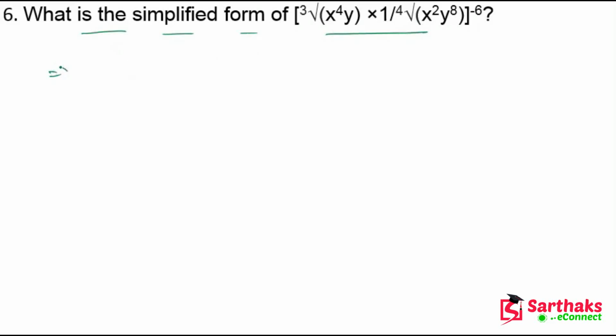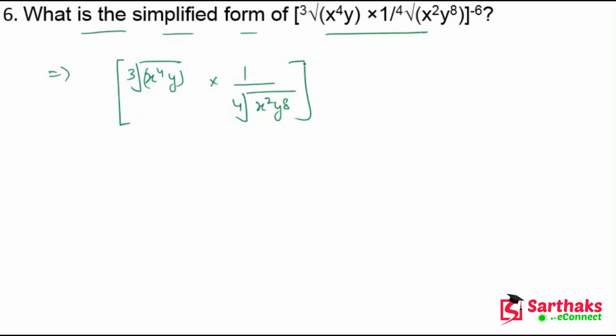Here we have the cube root of x raised to power 4 into y, into 1 upon x square y raised to power 8, and the whole raised to power minus 6. So we have to simplify this. So how can we do it?